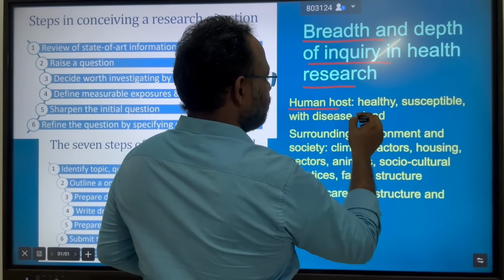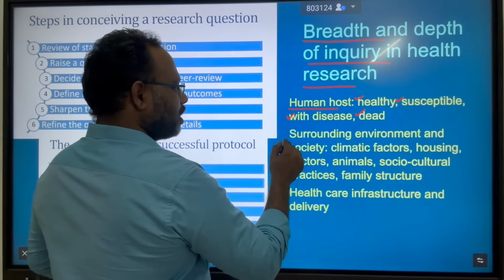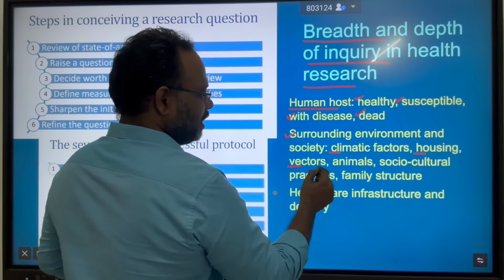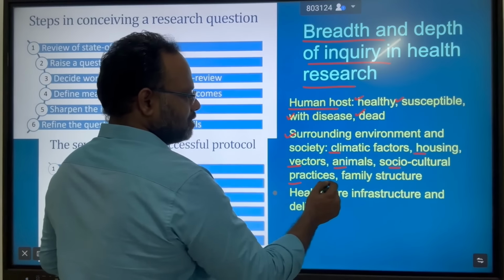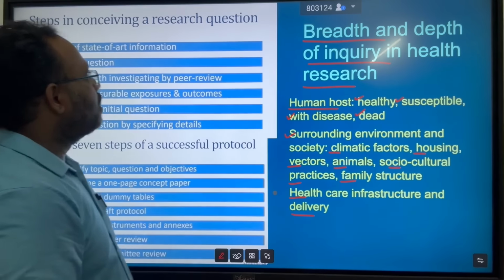Within the human body, we inquire the healthy, susceptible with the disease and death. Surrounding environment and society, we study the climatic factors, housing, vectors, animal, social, cultural practices, family structure. We study healthcare infrastructure and its delivery also.